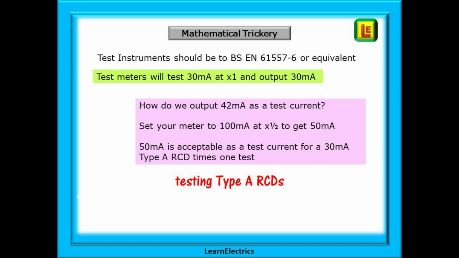Test meters should be to BS EN 61557-6, but what do you do if your meter does not have this facility to test different types of device? What we can do is a little mathematical trickery and set our meters to overcome this problem. How do we output 42 milliamps as a test current? The solution is to set your meter to 100 milliamps at times a half to get 50 milliamps, and 50 milliamps is acceptable as a test current for a 30 milliamp Type A RCD 1x test.